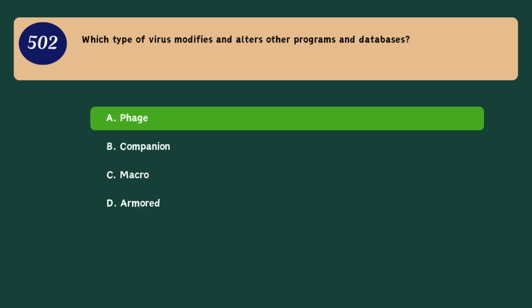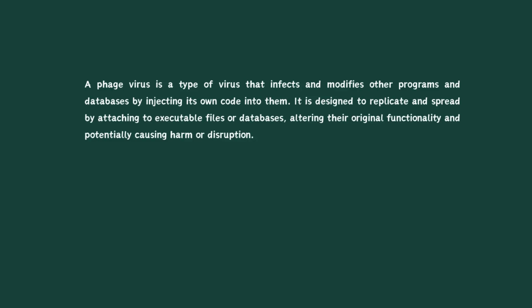Correct answer. A. Phage. A phage virus is a type of virus that infects and modifies other programs and databases by injecting its own code into them. It is designed to replicate and spread by attaching to executable files or databases, altering their original functionality and potentially causing harm or disruption.